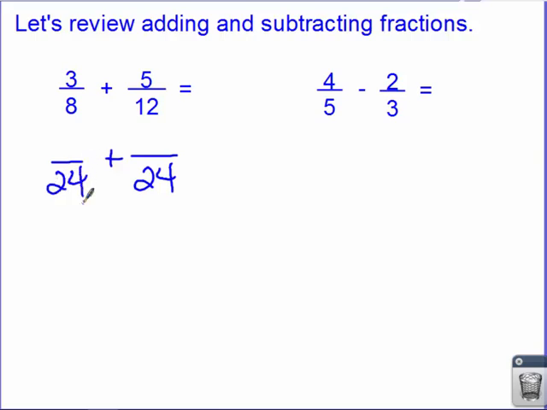Okay, if we were doing subtraction, it's the same thing. We go through our 5 times tables. 5 times 1 is 5. Can I turn the 3 into a 5? No. 5 times 2 is 10. Can I turn the 3 into a 10 using multiplication? No. 5 times 3 is 15. Can I turn the 3 into a 15? Yes. So our common denominator would be 15. So the first step is find a common denominator.